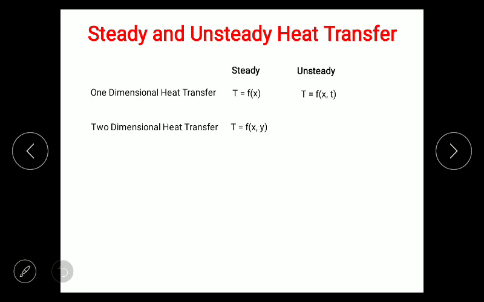If it is unsteady state two-dimensional heat transfer, temperature depends on two dimensions x and y along with time t. If it is three-dimensional heat transfer, then the temperature is a function of x, y, z, and the unsteady state heat transfer depends on these x, y, z along with time t. This is about the steady and unsteady heat transfer and the dependence of temperature on the space and time variables. Thank you.